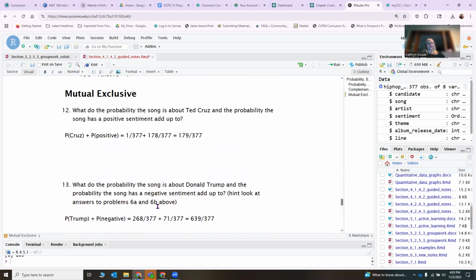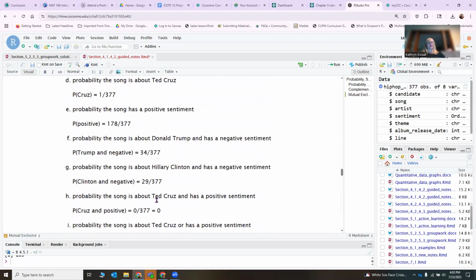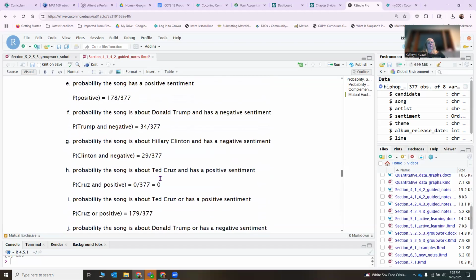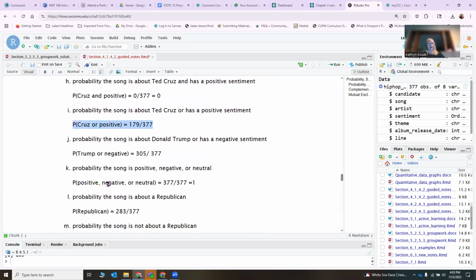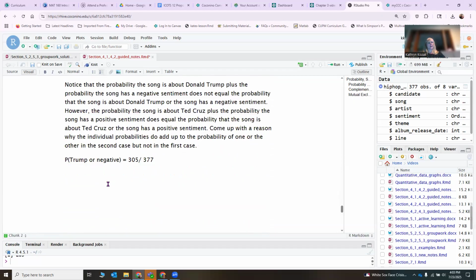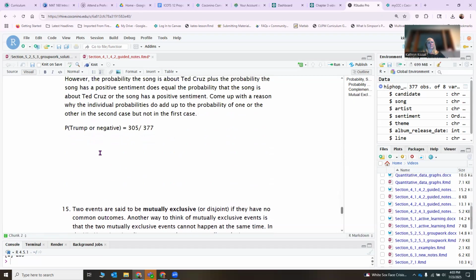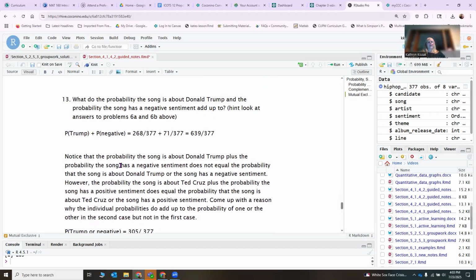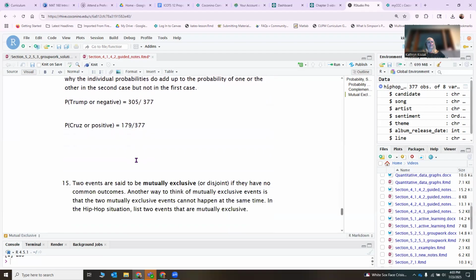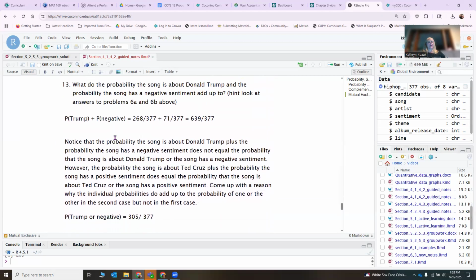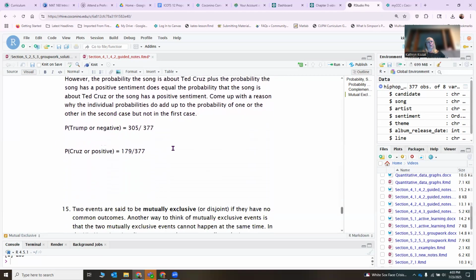But when I look at the probability of a song is about Ted Cruz and positive, sorry, I'm going to bring that down here so we can look at both of them. That does add up to what we got when we added those two together. So sometimes I can add those two individual probabilities together and get the right answer, and sometimes I cannot. And the question is why? Why does it happen in the first and not in the second?